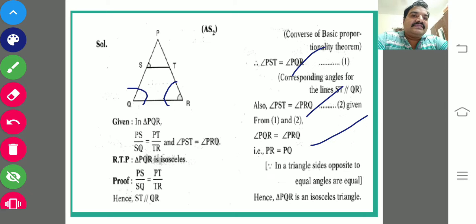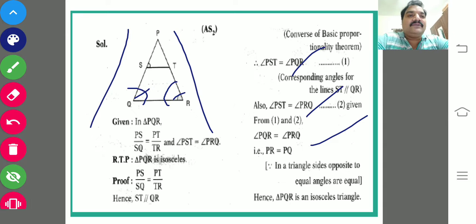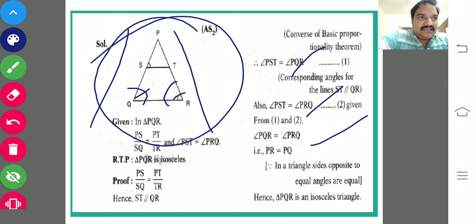These are opposite angles in a triangle. If two angles are equal, automatically the sides opposite to them will be equal. So already we discussed that in a triangle, sides opposite equal angles are equal. Hence PQR is an isosceles triangle. I hope you could understand this problem.